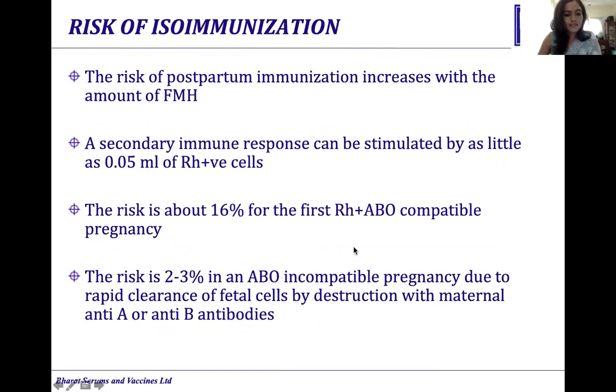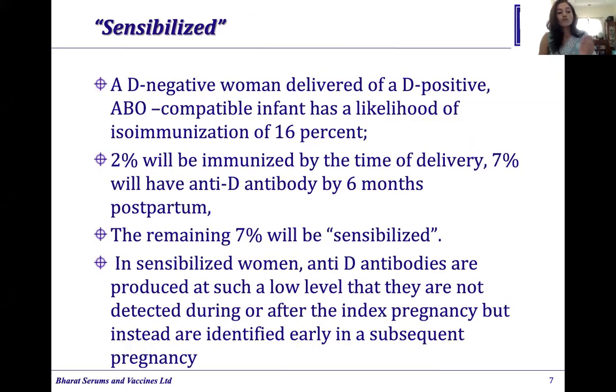And here is the thing that we were talking about. The risk is about 16% for the first RH and ABO compatible pregnancy, where the mother and the baby are RH and ABO compatible. Where the mother and the fetus are ABO incompatible, there is a lesser risk because there is rapid clearance of these fetal cells in the maternal circulation even when they cross the placenta. So there is this concept of sensibilization. A D negative woman delivering a D positive ABO compatible infant has a likelihood of isoimmunization of 16%.